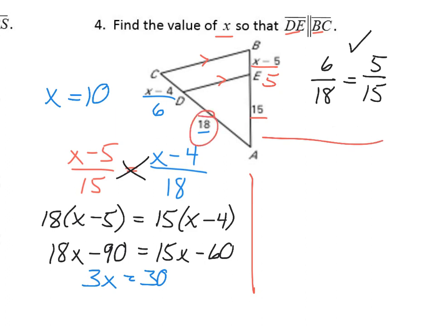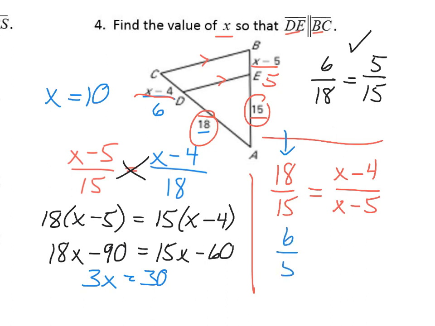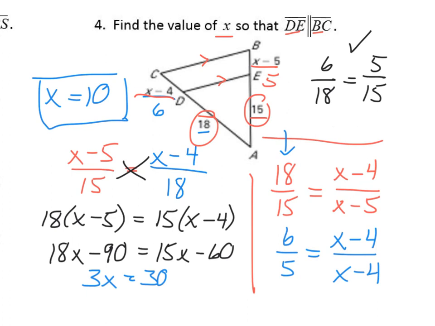So I could have compared these two side lengths if I wanted. So I could have done 18 to 15, and then across from the 18 I would put the x minus 4, and across from the 15 the x minus 5. This is another way we can set it up, and it's going to make it a little bit easier because since there's no variable on the left hand side, I can actually just reduce this down to 6 over 5. Which might just make it a little bit easier when I go through and cross multiply. But either way, I'm still going to come to the same conclusion, x equals 10.